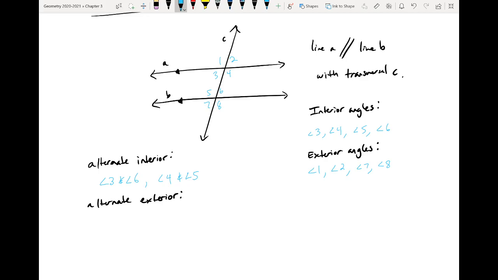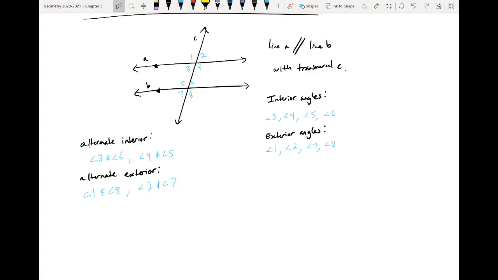So same notion, alternate exterior. I think this is going to be a lot clearer for you, right? I can only use 1, 2, 7, and 8. So of course it's going to be 1 and 8, and then angles 2 and 7. Those are my alternate exteriors.